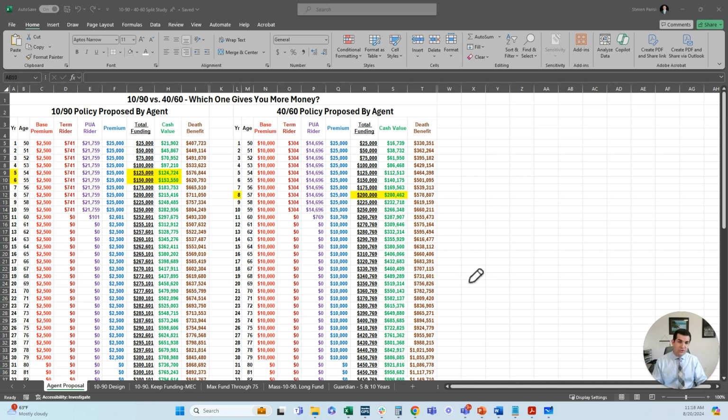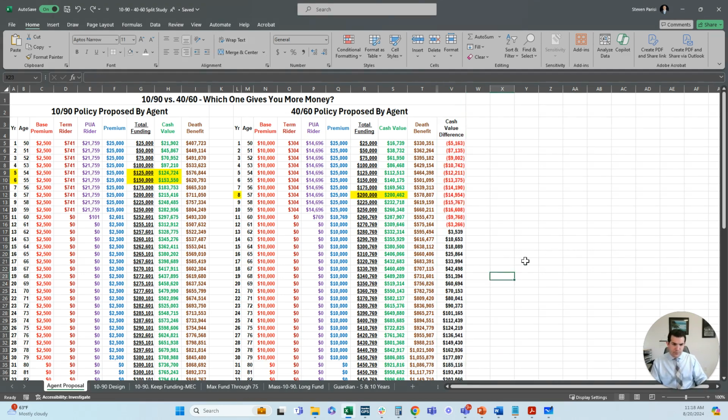I wouldn't do this. I personally would not. Just when I look at the numbers, it doesn't make sense. There's so many other things I could do with my money in the meantime instead of waiting 8 years just to break even. Like that's just too far behind for me personally. But as we look at this, which one has more cash value? Well, long term, if we look at year 30, the 40/60 has $177,000 more.